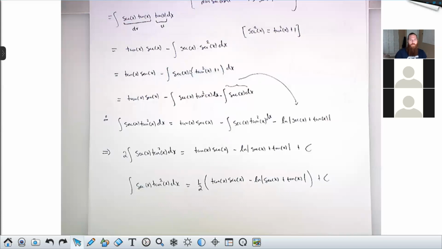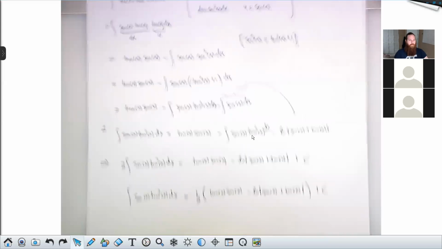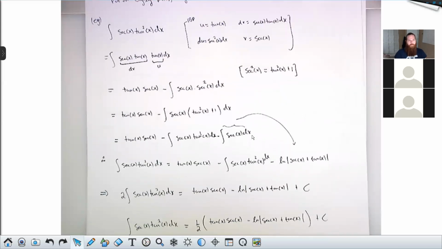It's an easy place to make a mistake. So if you want to take an extra line between here and here to write out exactly what this is, the integral of secant times tangent squared plus the integral of secant, and then distribute the negative, then you'll see that both of these come out negative. Okay. So yeah, this is the rough case.